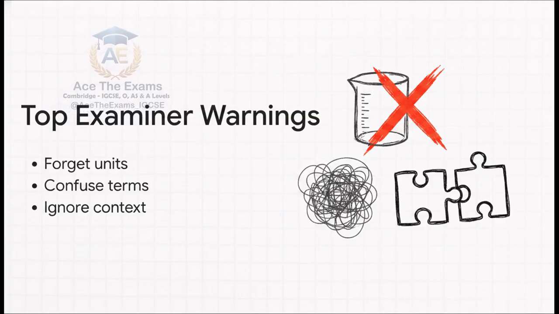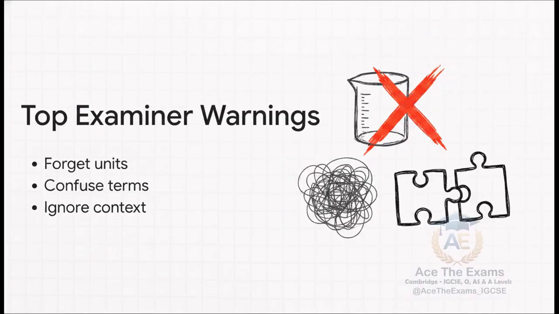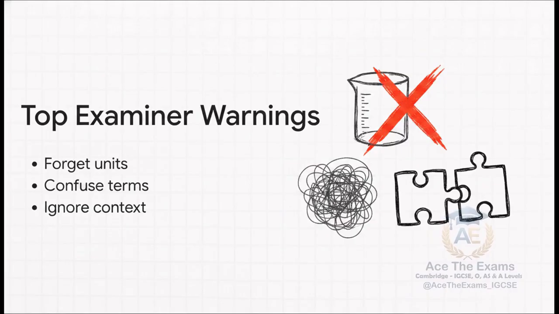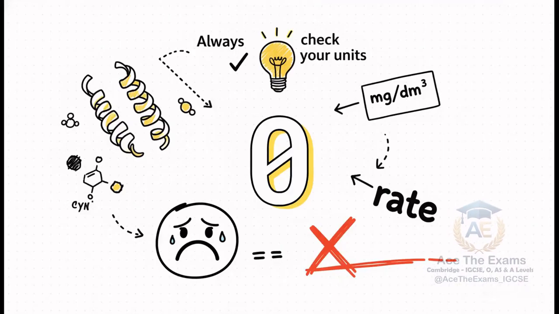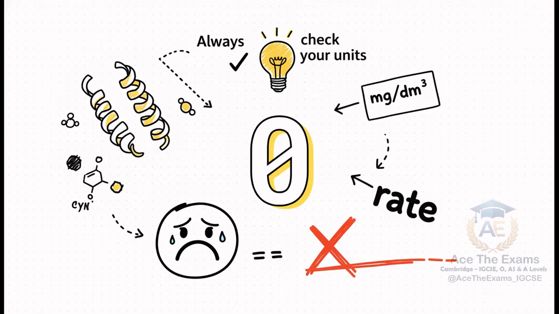Writing some generic waffle about protein folding when the question specifically asked about collagen in a particular context, that will strictly cap your marks. But the most painful mistake is that first bullet point. 0. That is the exact number of marks you're going to get if you forget to include units in your calculations. And yes, that applies even if your math is completely flawless.